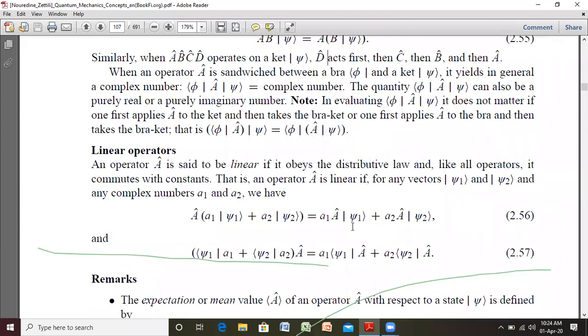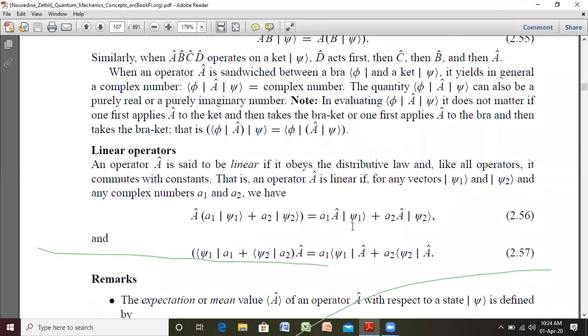The operators which obey the distributive law, which distribute themselves on each term of a linear combination of the wave function, such types of operators are called linear operators.